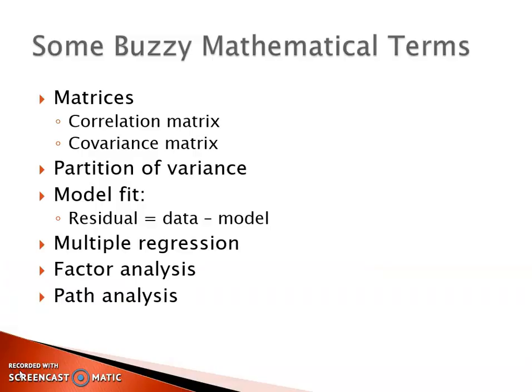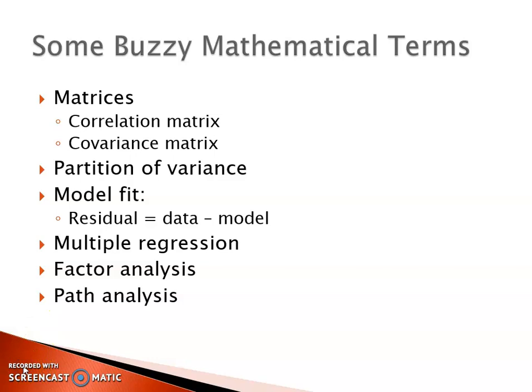So the first point here is that in SEM, we do not analyze the raw data directly. Rather, we analyze the correlation matrix or the covariance matrix that is generated from the data. Next week, we are going to talk in more detail about how we generate the model implied matrix. And the key word there is the partition of variance.